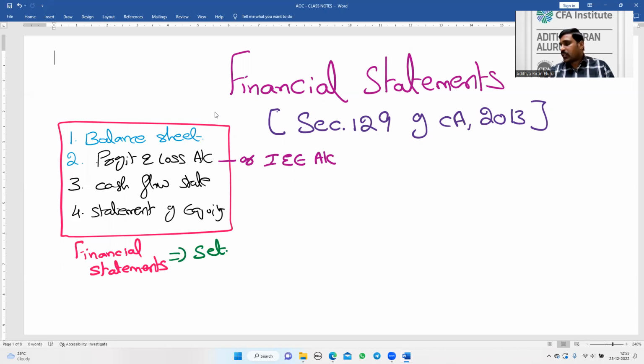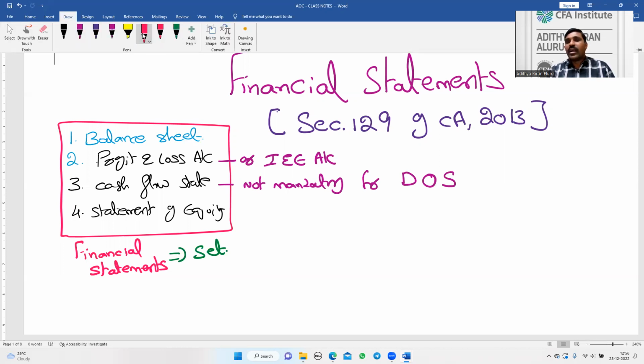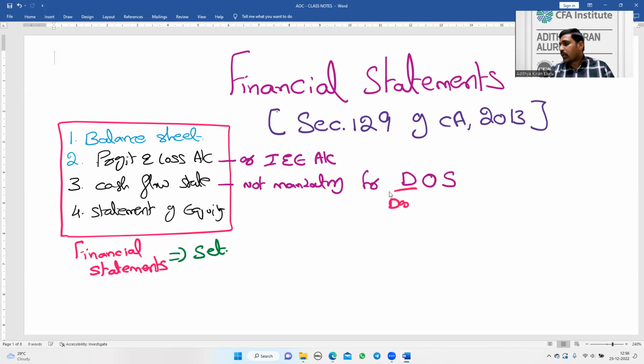Next, the cash flow statement is not mandatory for DOS. Remember, DOS is short form, which I have given for your understanding to memorize: dormant company, OPC (one person company), and small company. So for these three entities, the cash flow statement is not mandatory.